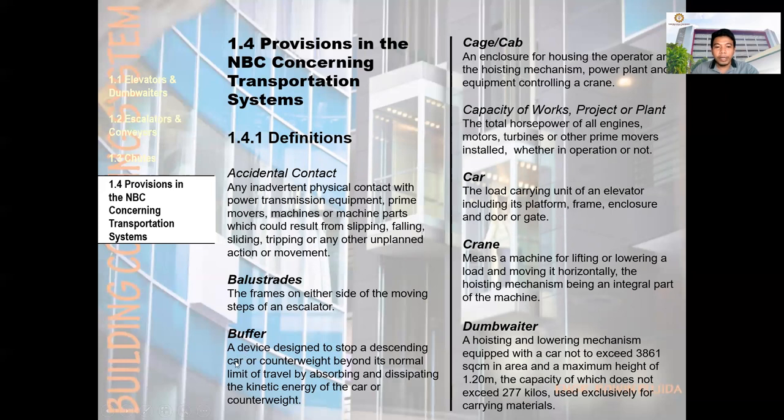And then you have buffer, a device designed to stop a descending car or elevator car or counterweights beyond its normal limit of travel by absorbing and dissipating the kinetic energy of the car or the counterweight. Next, we have the car. So for the car or cab, that is an enclosure for housing the operator and the hoisting mechanism, power plant, and equipment controlling a crane.